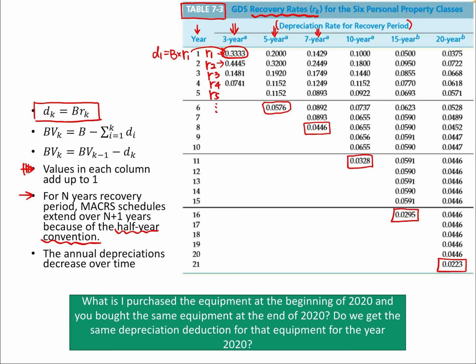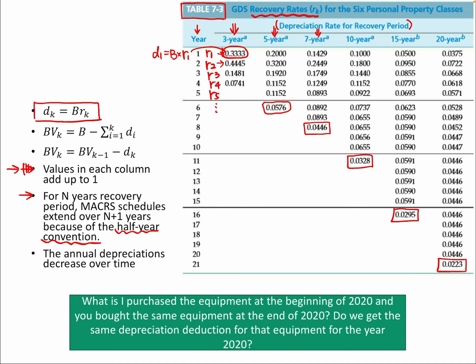But all of the numbers in one column will add up to 1. So this bullet point, values in each column add up to 1, which means the whole value of that asset will be recovered or depreciated. Which is a good thing, right? Which means you used up that asset. Although maybe at the end you can still sell it on the second-hand market, maybe it's still workable, but you have all the price already depreciated, which is good for you.